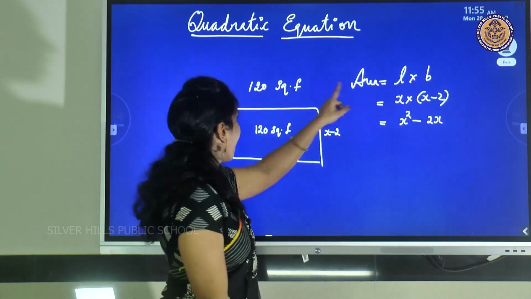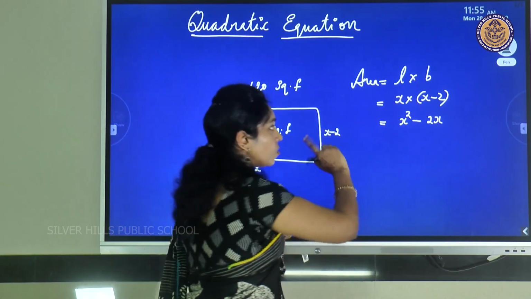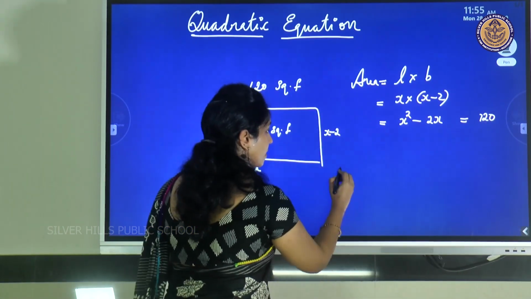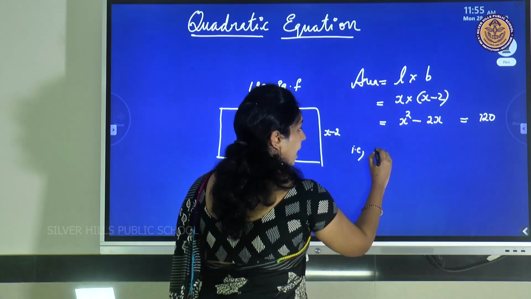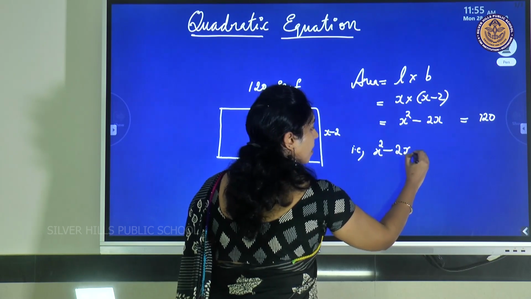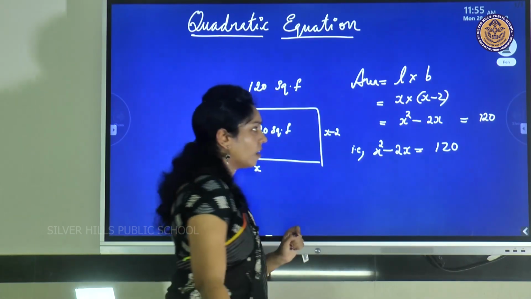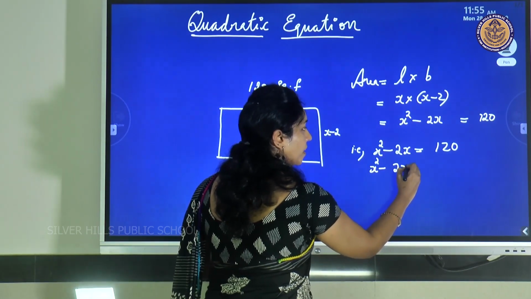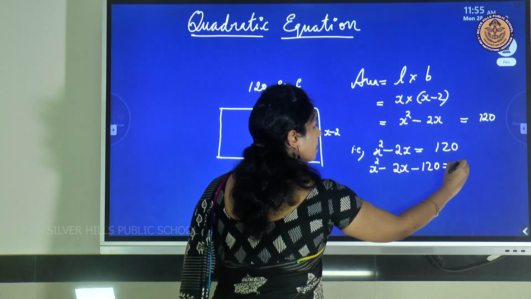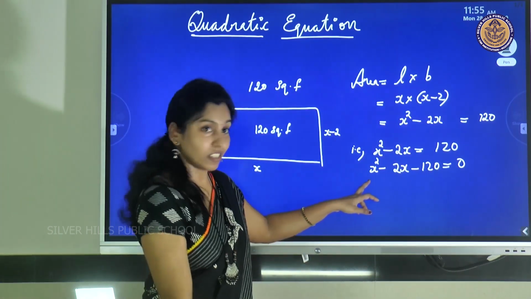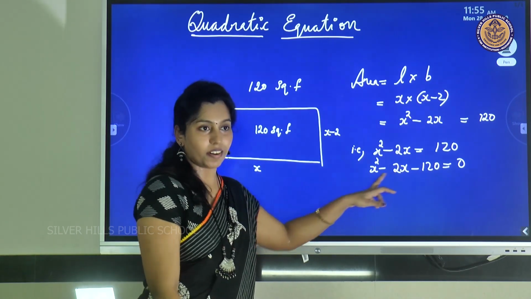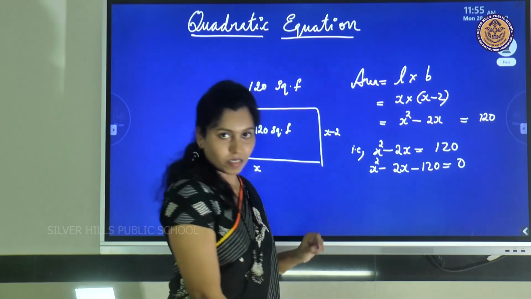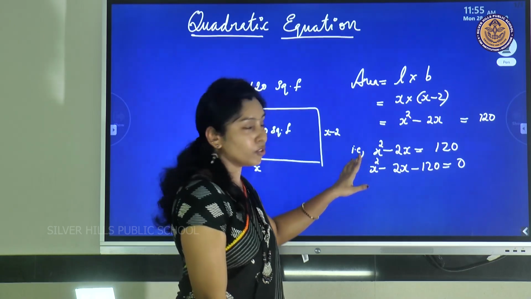We also know the area is 120 square feet. So, I can equate this to 120. That is, x square minus 2x equal to 120. So, we shift the constant to the left side. What do I get? x square minus 2x minus 120 is equal to 0. And what is this? This is a quadratic equation in its standard form. You have the variable x and the degree of x is 2.